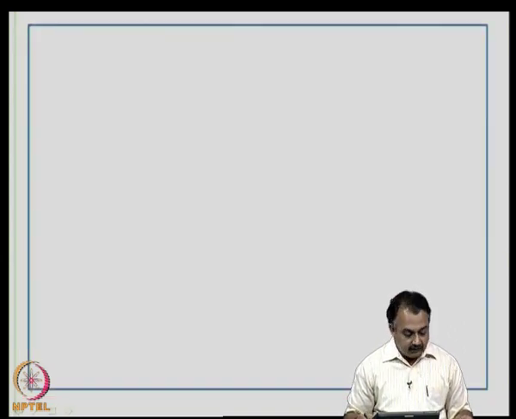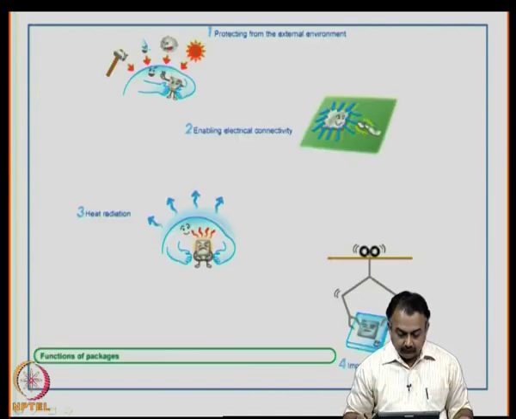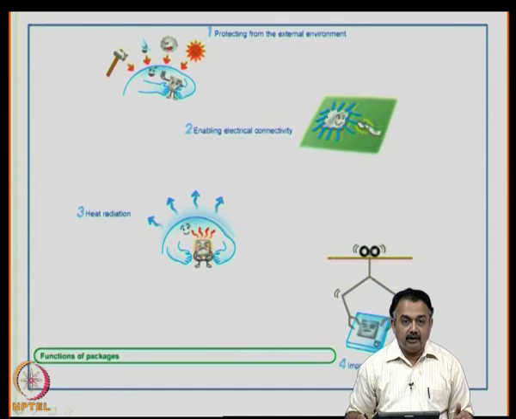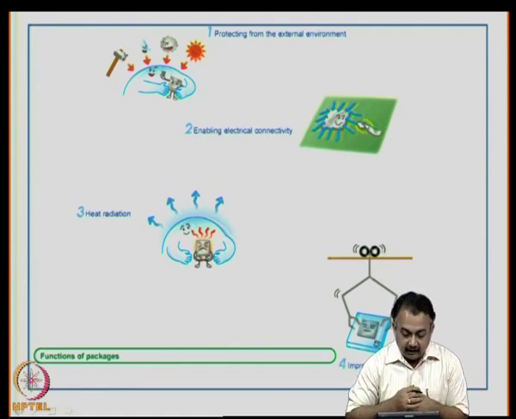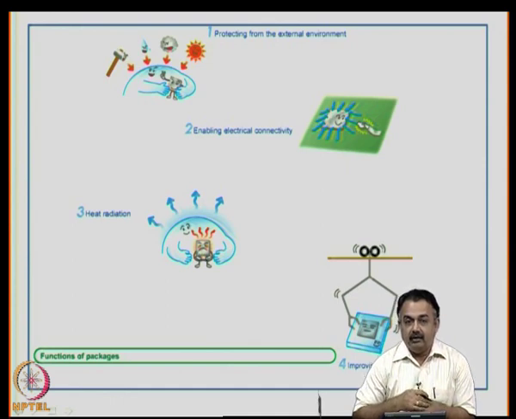So, we are now at the end of this chapter, and we will spend some time briefly on some questions based on this chapter, like a tutorial or a quiz. Now, the first thing before we start is that the function of packages I want to re-emphasize is basically it should protect the device from the external environment. It should enable electrical conductivity through the leads or the pins or the solder balls that the package will have, heat radiation, removal of heat to protect the die, and finally, to improve handling assembly, and therefore, packaging is a very important aspect for active devices.